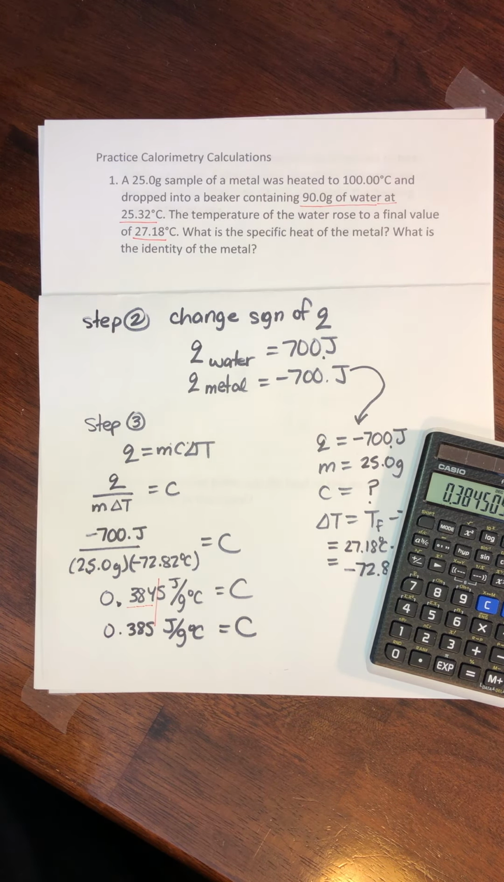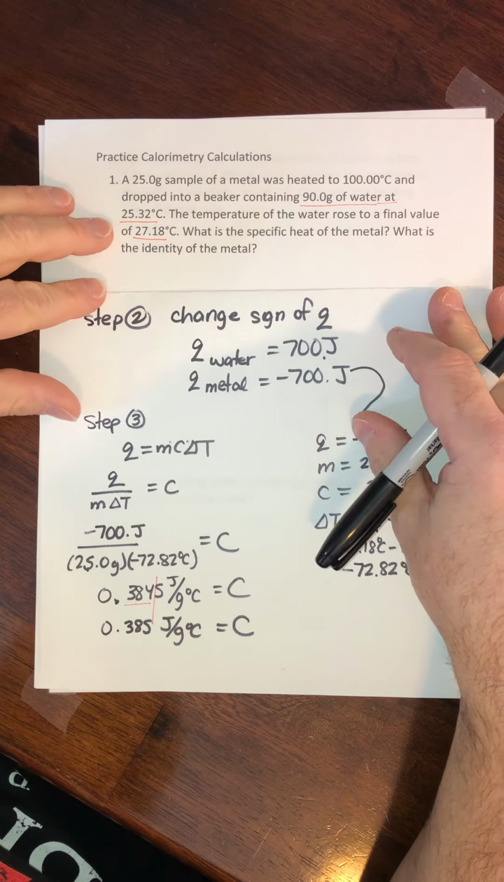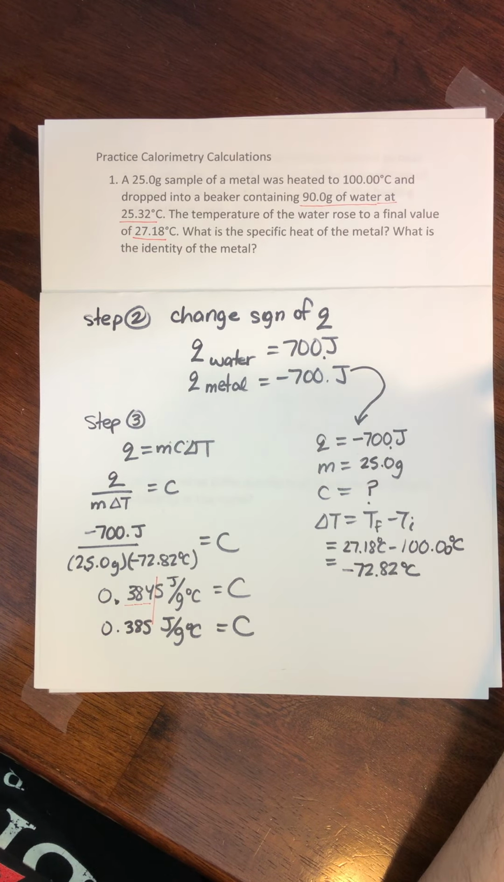Okay, 3 steps. First 2 are always the same for every problem. Step 3 depends. Now, it does ask me at the very end, so you found the specific heat capacity of the metal. What metal is it?